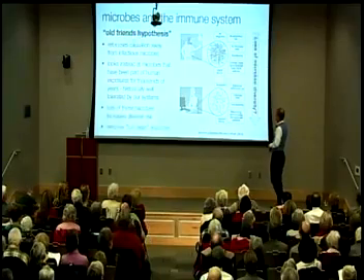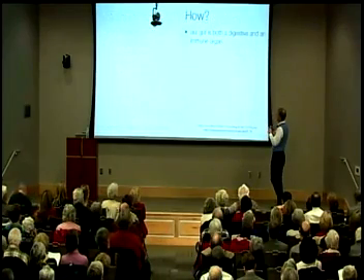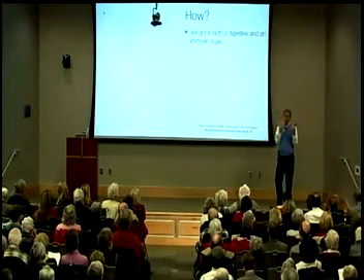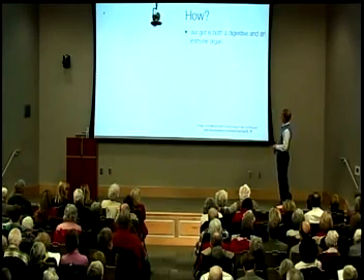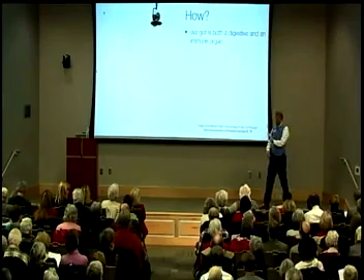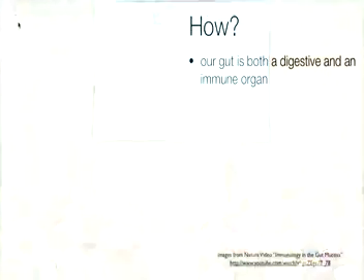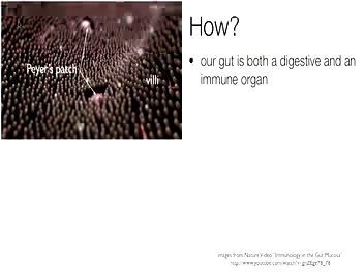So how does this actually fit in with our gut? Why are we talking about this? Your digestive system, your gut, is both a digestive organ and an immune organ. Your digestive tract is full of these little folds, these little villi, little finger-like projections that line your digestive system.